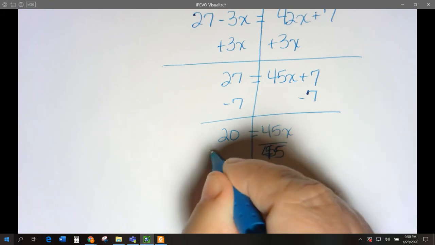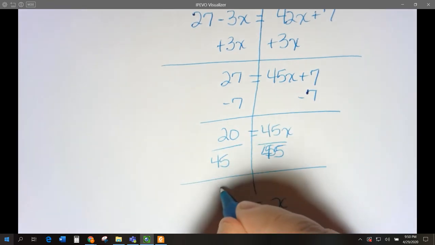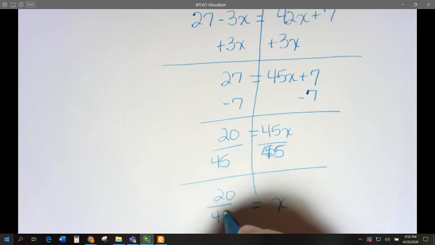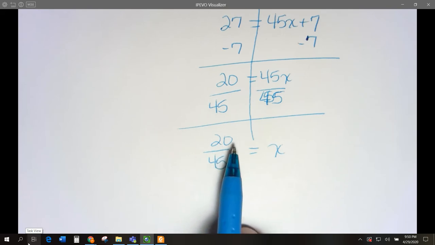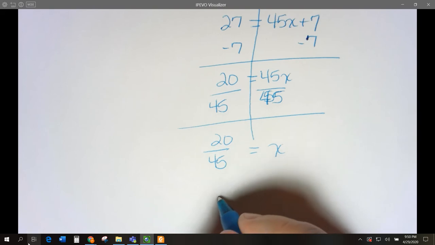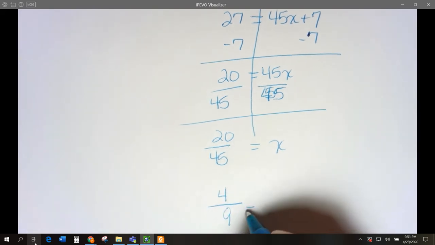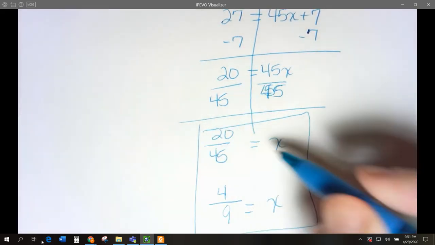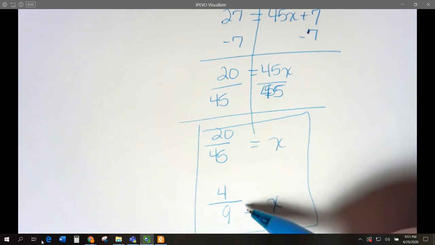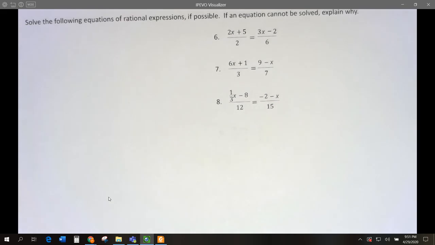45. And we're going to get x equals 20 over 45. Now, if you want, we can simplify this by dividing the numerator and denominator by 5. 20 divided by 5 is 4, and 45 divided by 5 is 9. So we can simplify that to x equals 4/9. These are the same numbers. Let's go on to problem number 8.